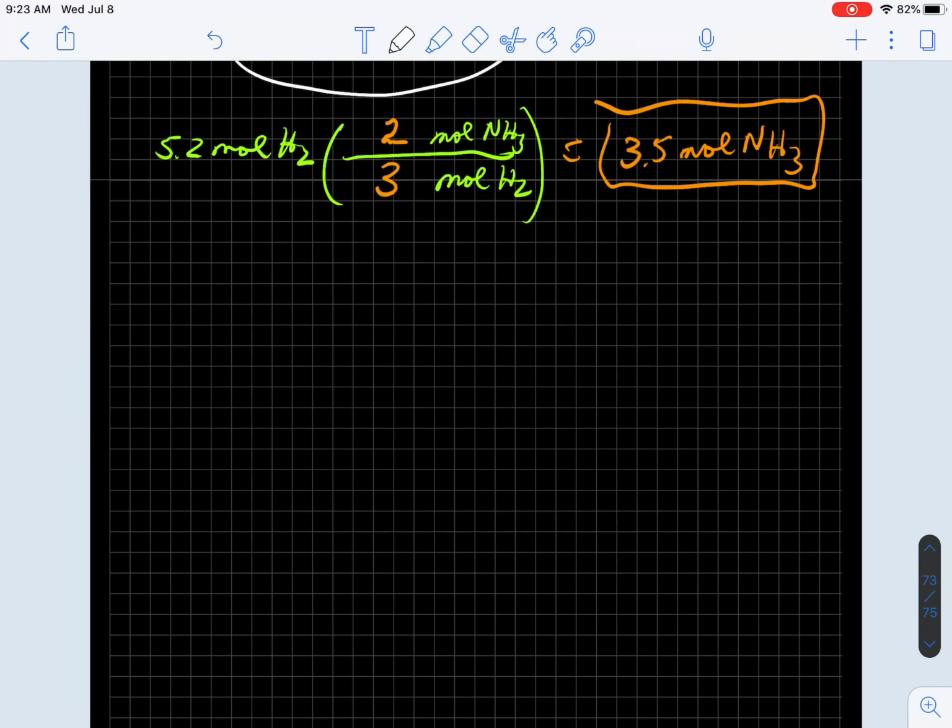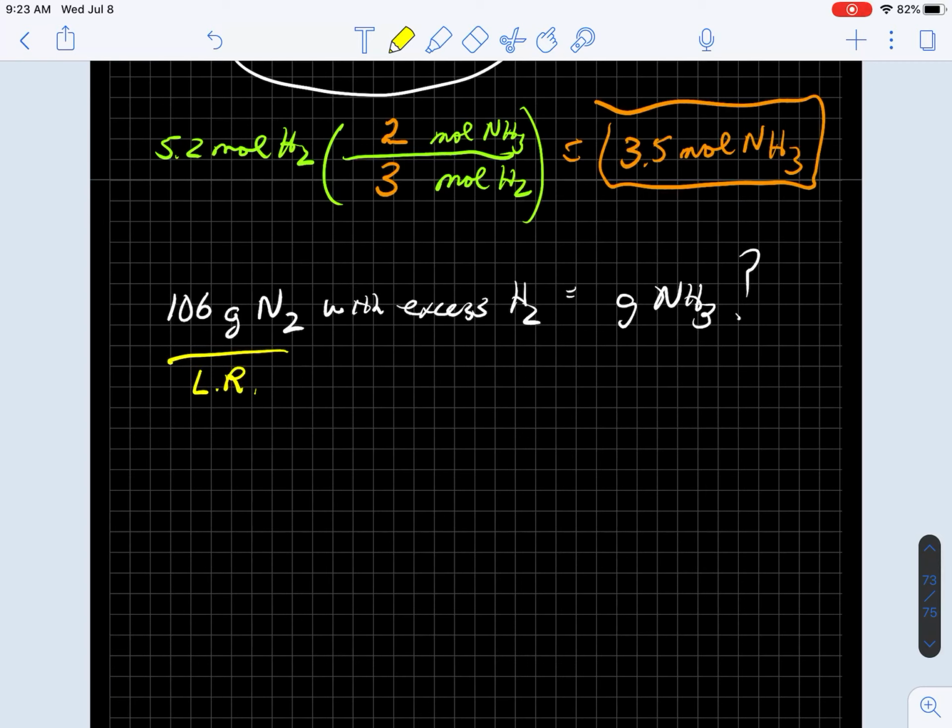All right, so suppose we do the same reaction, and they say, all right, we're going to do 106 grams of nitrogen, and we're going to react that with excess hydrogen. I want to know how many grams of ammonia are produced. Okay, well, again, we need to know the limiting reagent, and if they only mention the amount of one chemical, one reactant, that's automatically our limiting reagent. Of course, in this problem, they told you the hydrogen was in excess.